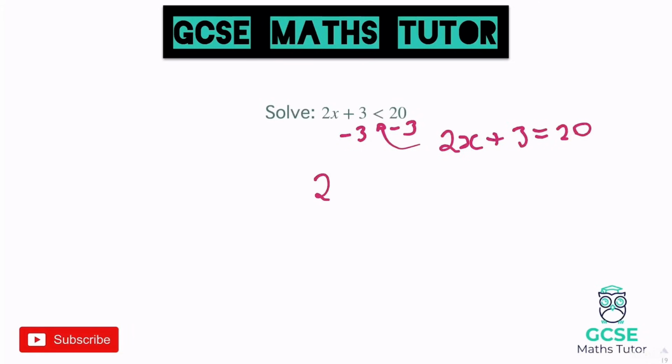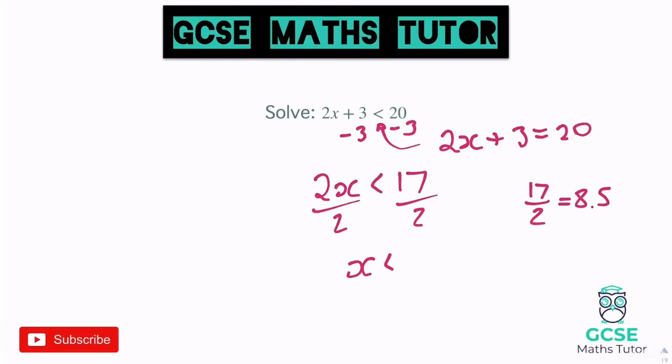Which leaves us with 2x is less than 17, and then dividing by 2, we get x is less than 17 over 2, and we could probably work that out. 17 over 2, half of 17 is 8.5, so x is less than 8.5.